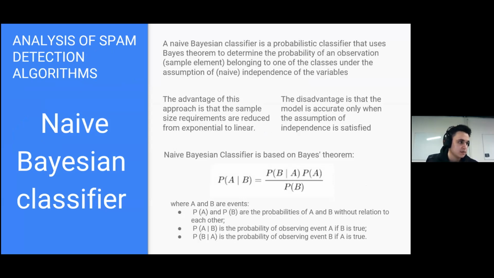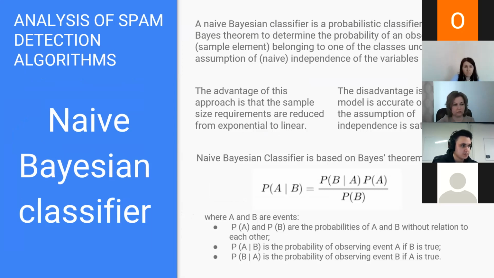The first one is the naive Bayesian classifier. It is a probabilistic classifier that is based on the Bayesian theorem. On the one hand, this algorithm works even on a small size of samples, but on the other hand, it works only when the assumption of the independence of the input items is satisfied. Here you can see the Bayesian theorem that the algorithm is based on.